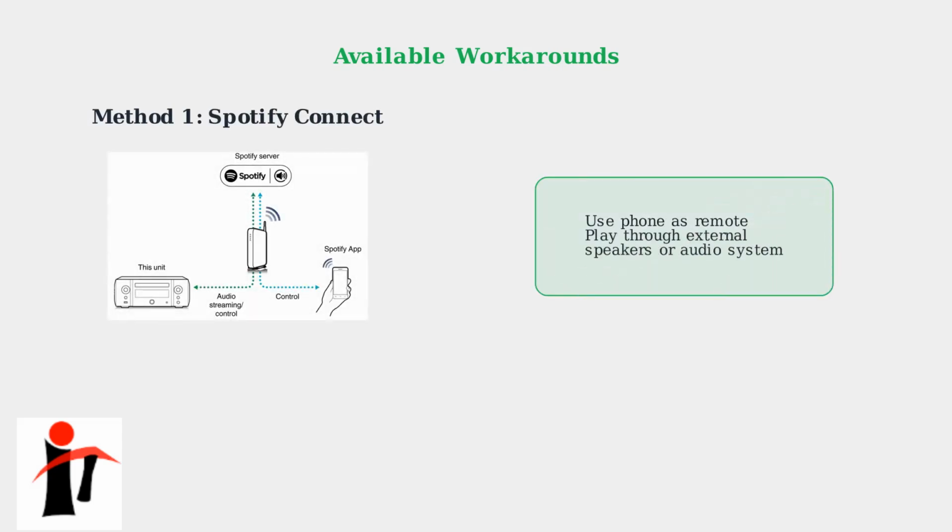The first method is Spotify Connect via your mobile device. This allows you to control Spotify on your phone or tablet and play it through external speakers or an audio system connected to your TV. This works best with Spotify Premium.